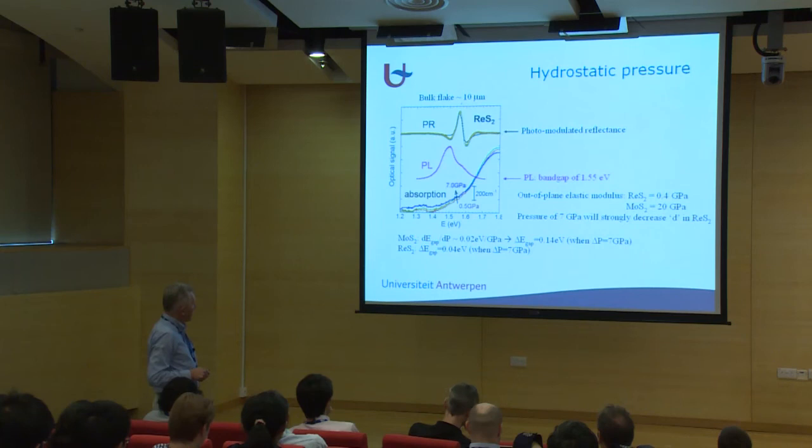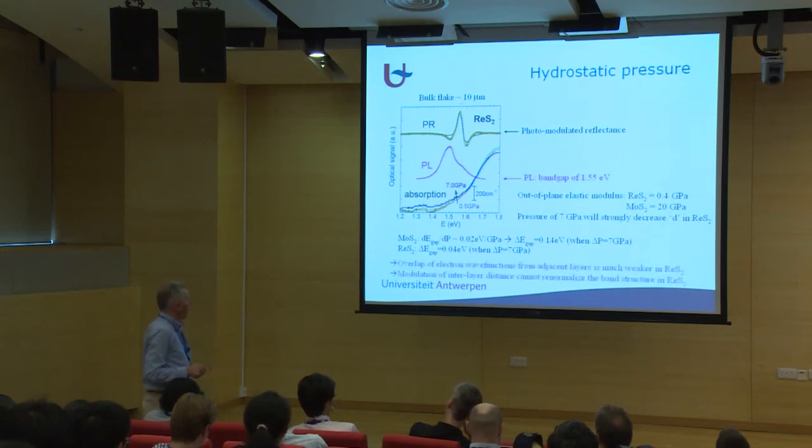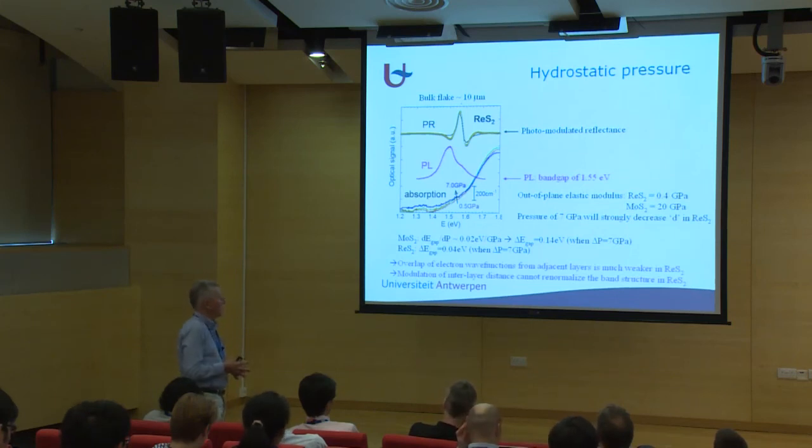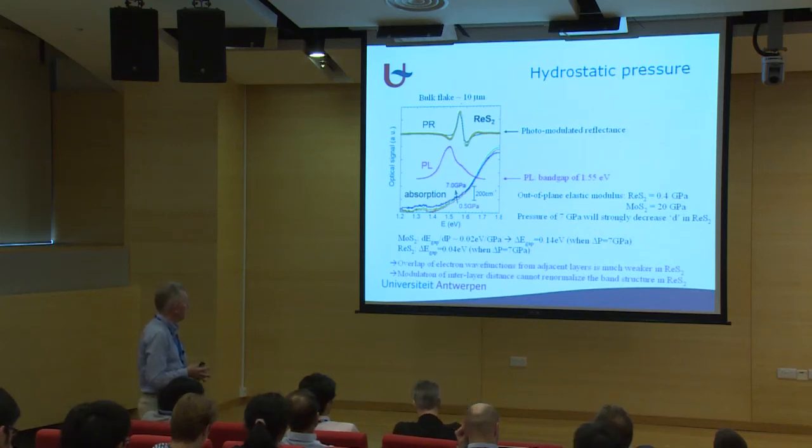Also, if you look at the change of the gap in molybdenum disulfide, it changes by about 0.02 eV per gigapascal. That means that if you would apply a pressure of 7 gigapascal, the band gap would change by 0.14 eV. Here it changes at most by 0.04 eV. Okay? So the conclusion is that the overlap of the electron wave functions from adjacent layers is much weaker in this material than in molybdenum disulfide, and that the modulation of the interlayer distance cannot renormalize the band structure in this material.